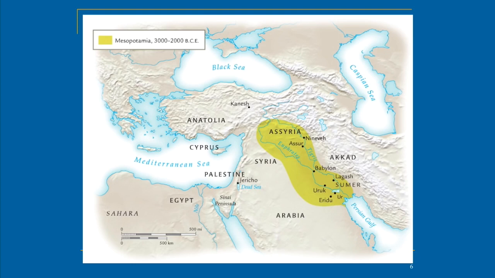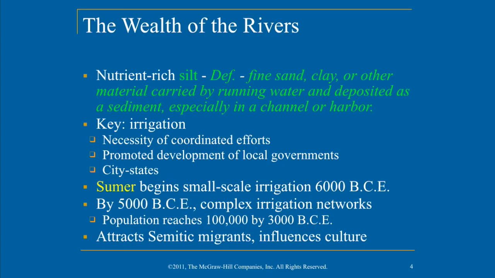Here's a map of Mesopotamia. It's that larger green area, but we're really going to focus in on this red area. There's the Euphrates and the Tigris rivers. You can see Babylon, and you can see the area of Sumer and Ur and Uruk and Assyria. So those are all places that we're going to be looking at during this lecture.